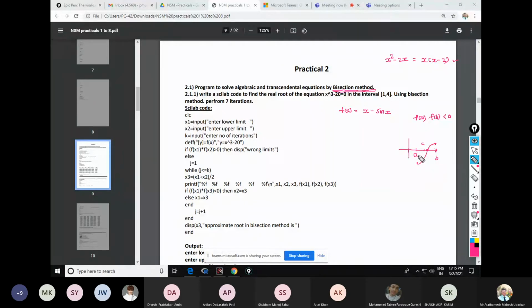What is the midpoint formula? AC plus CB divided by 2. Or I can say just C is equal to A plus B by 2. For example, you can take A is equal to 1, B is equal to 2. What is the midpoint of 1 and 2? I will just divide A plus B by 2. Yes or no, students?